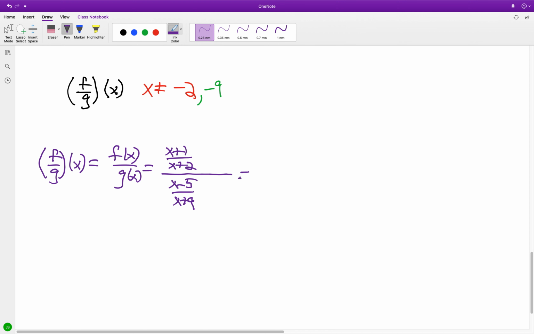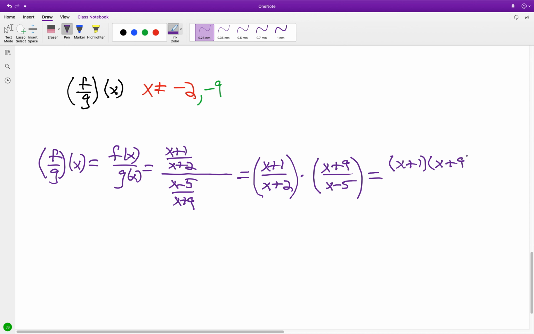And here we have a bit of a complex fraction. Again, dividing by a fraction is the same as multiplying by the fraction's reciprocal. So we have x plus 1 over x plus 2 times x plus 9 all over x minus 5. You can just leave the results in factored form: the quantity of x plus 1 times the quantity of x plus 9, all over the product of the quantities of x plus 2 and x minus 5.